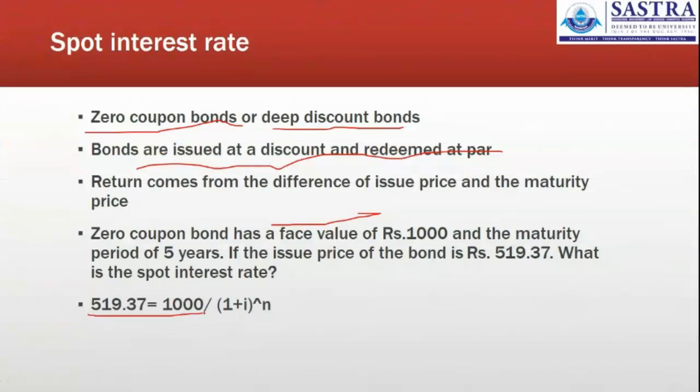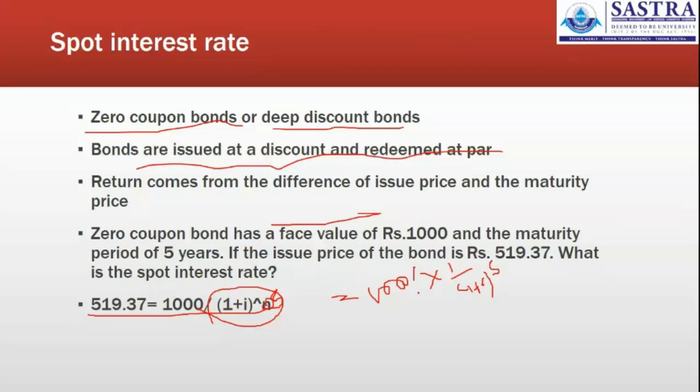So this is the first step. You just substitute the values. Here n is equal to 5. And what may happen? Here it is in division, so I just have to separate this. If I am separating this, it is 1000 multiplied by 1 divided by (1 plus r) to the power 5.